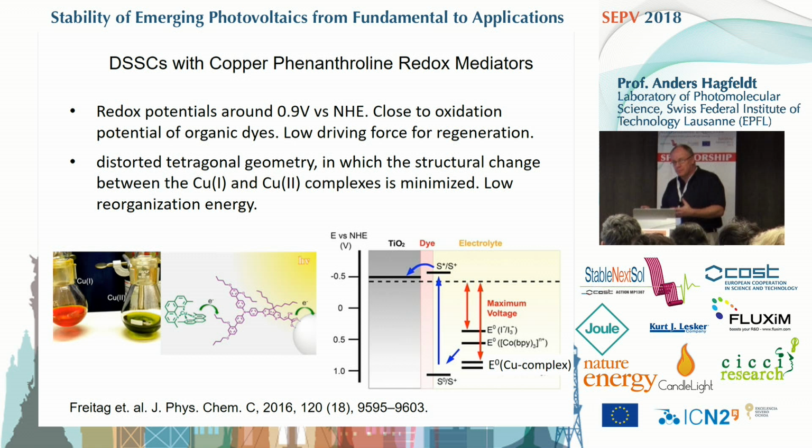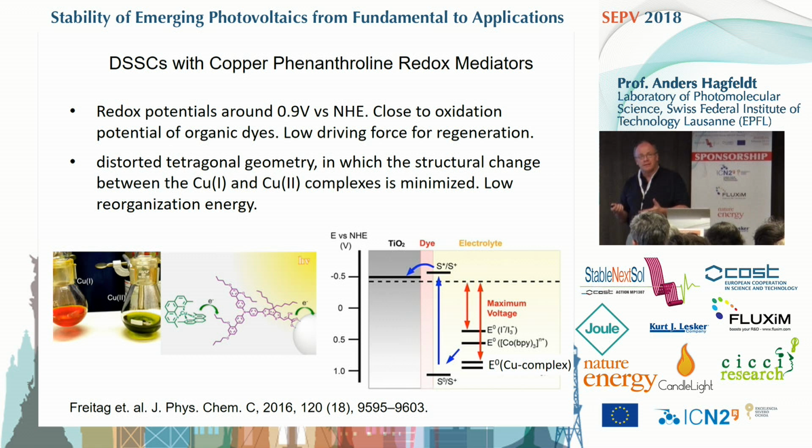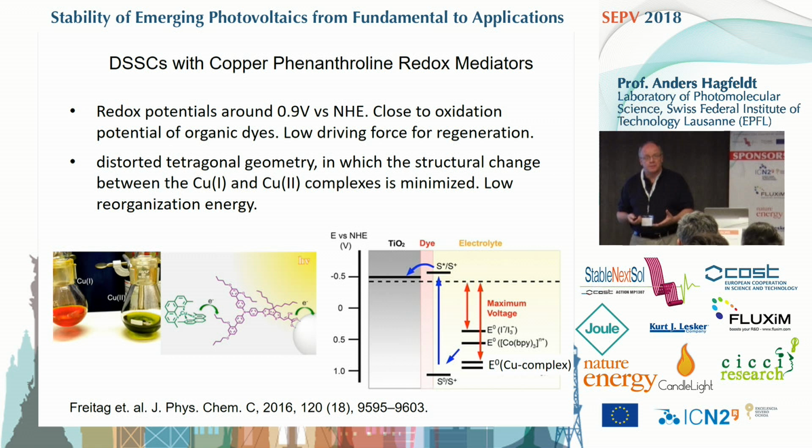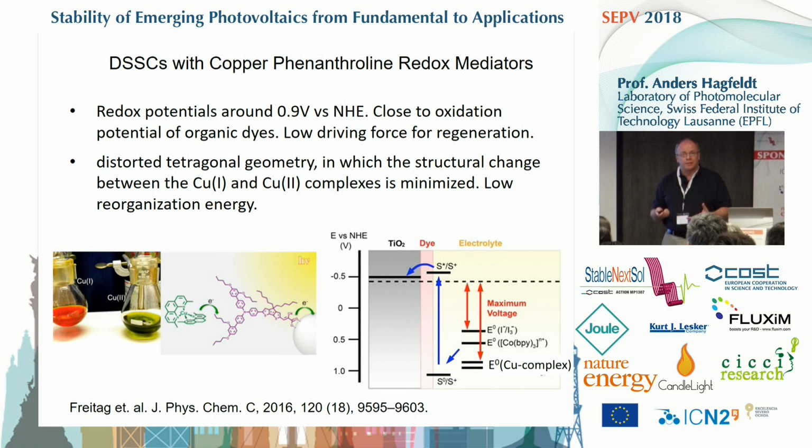But if we replace the iodide redox couple, we also open up a recombination process, which is that the electrons in the TiO2 react with the oxidized species of the electrolyte. It doesn't happen very efficiently for I minus, I3 minus, but basically for everything else, that is a killing reaction.